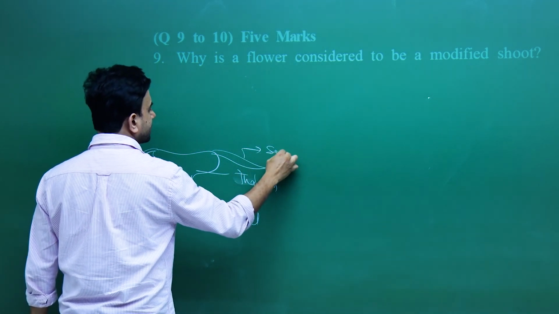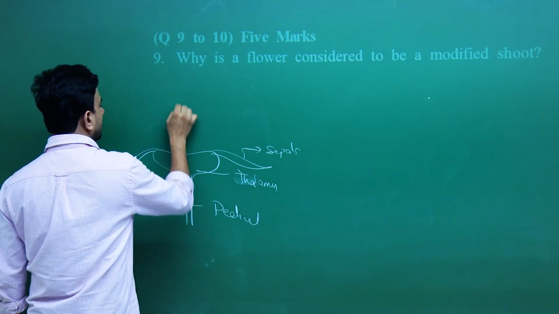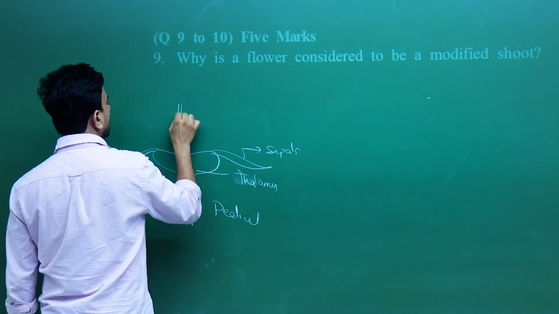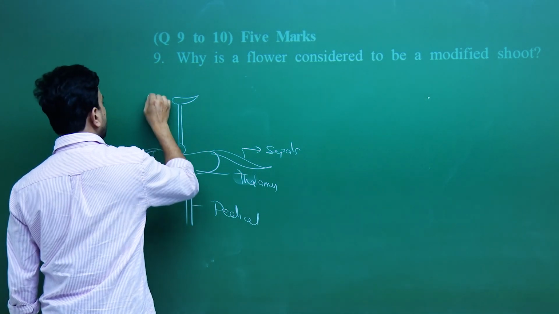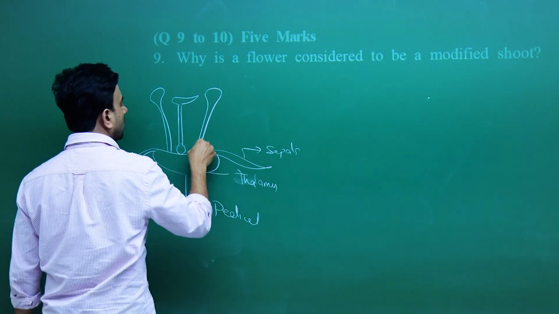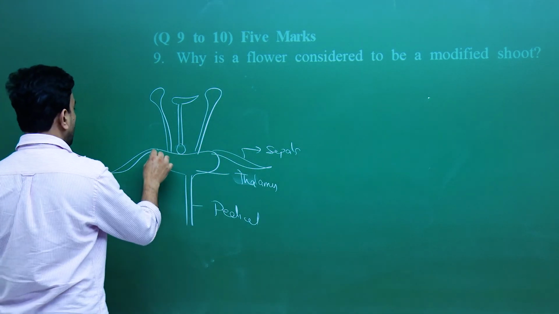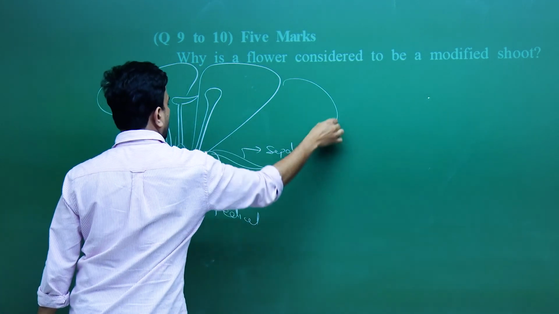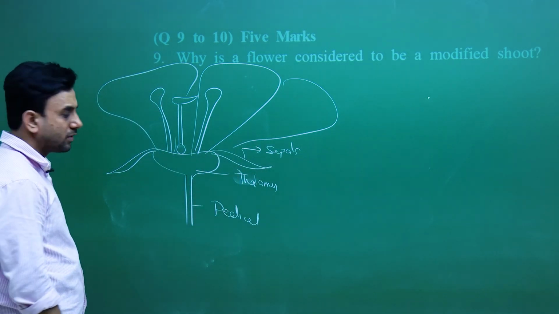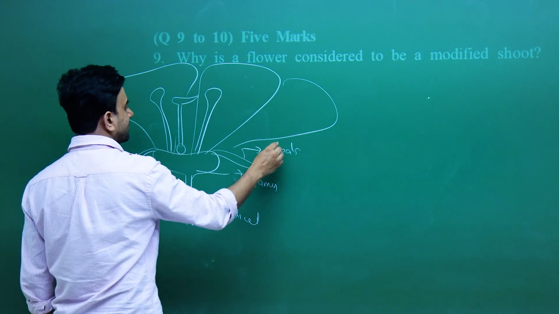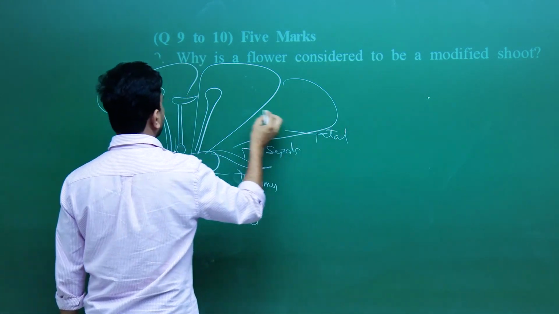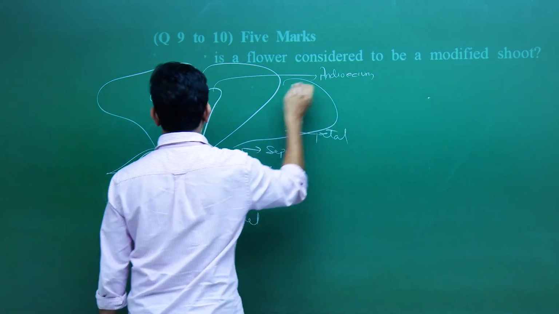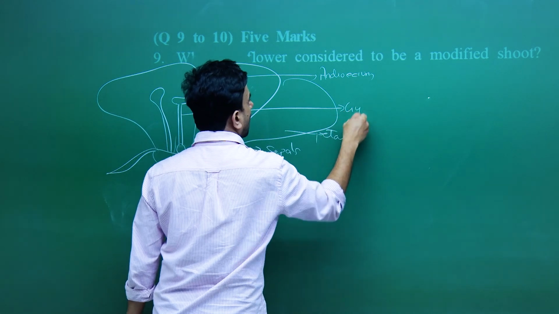These are the sepals, and in the center there will be the ovary, the style and the stigma, and here there will be the anthers and the filament, and here there will be the petals. So there are 4 whorls: this is the sepal, this is the petal, this is the androecium, and this is the gynoecium.